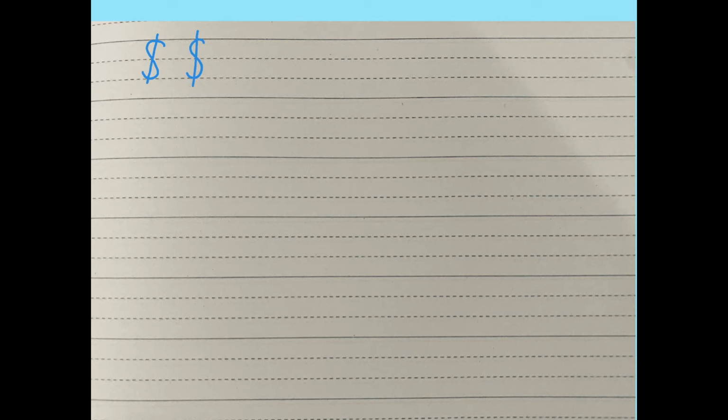Now I'm looking at my first one, it was a little bit too sloped. Dollar signs aren't usually slopey. That line is straight up and down. Sometimes you might see that people write their dollar signs with two lines. That's okay as well, but usually we just do the one. Keep going to the end of the line.